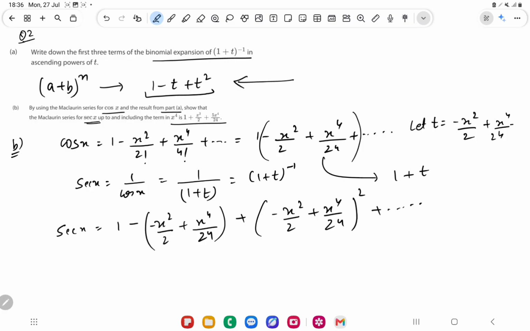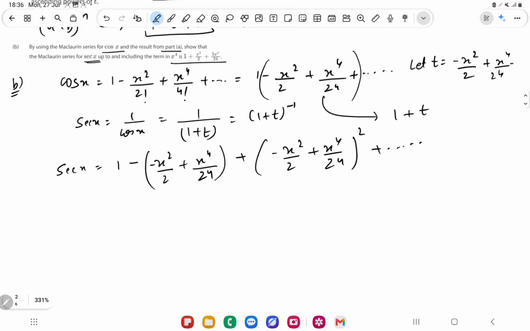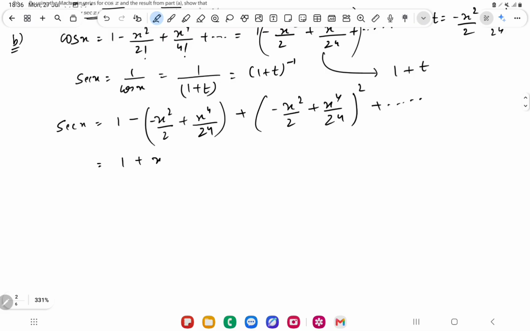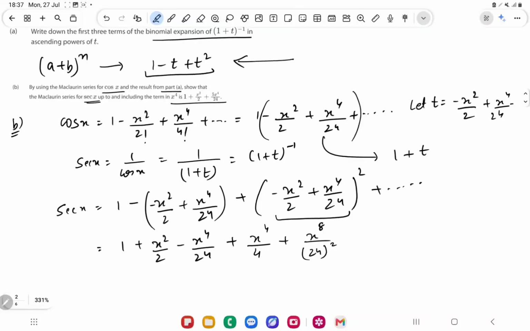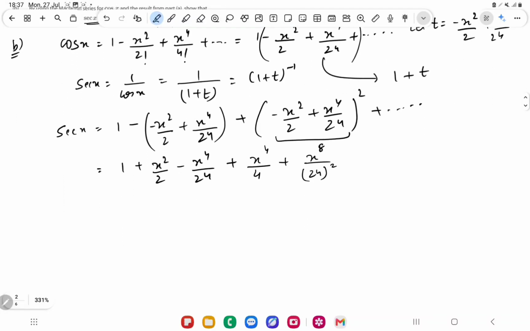So when you simplify this, on simplification I can write it as 1 plus x squared over 2 minus 4 over 24 plus, again I can apply (a plus b) whole squared in this, so this will be a squared plus b squared plus 2ab. But I don't need this because my question said up to the term x to the power 4 only, so there is no need to write this. Now if I multiply 2ab also, there is no need, so I can leave my answer here only.